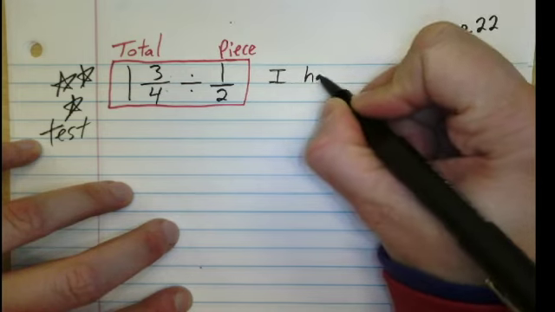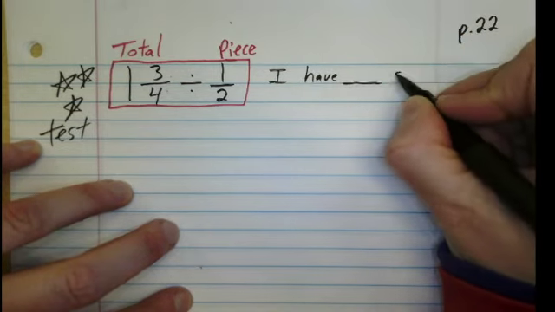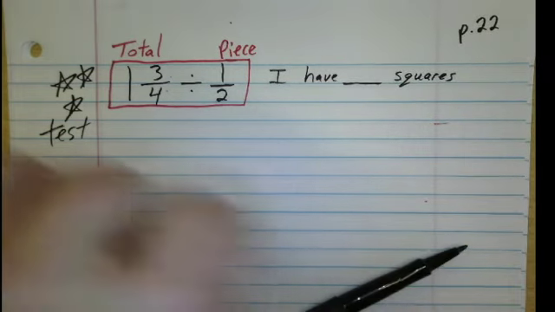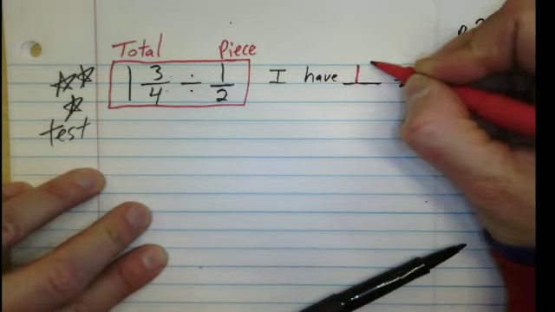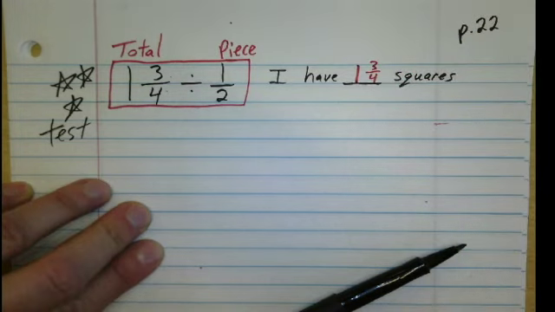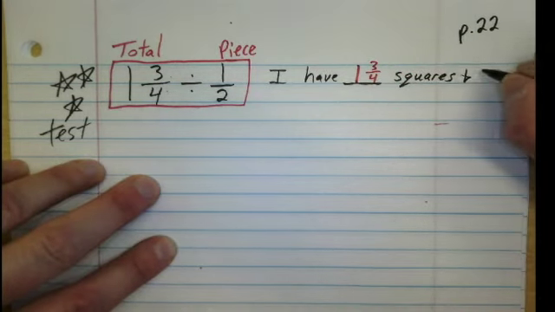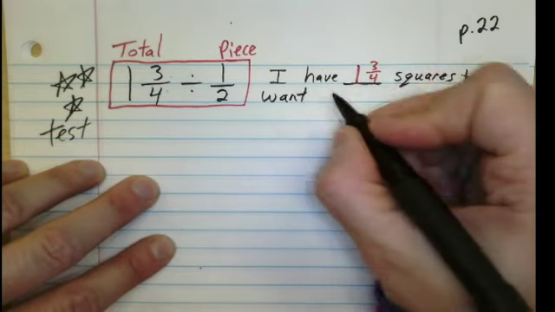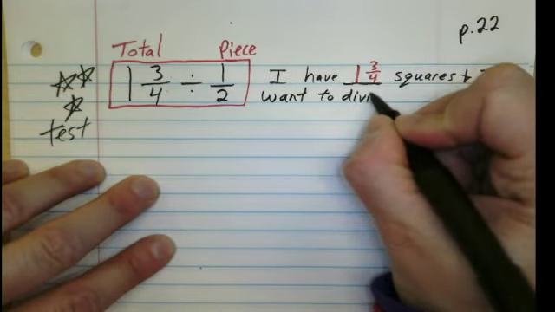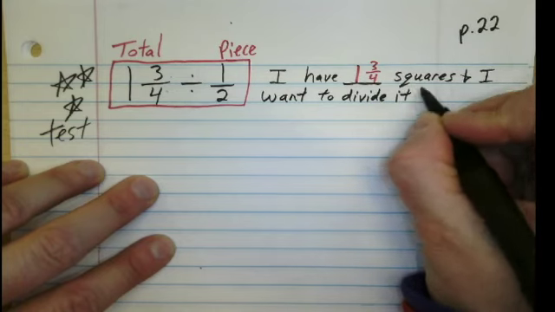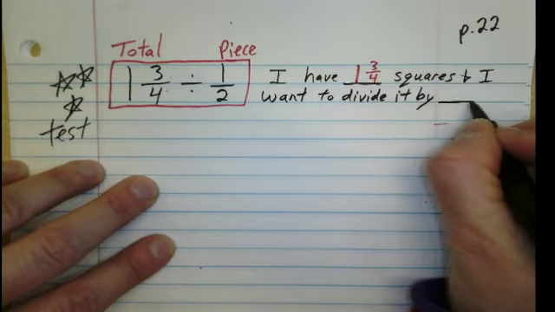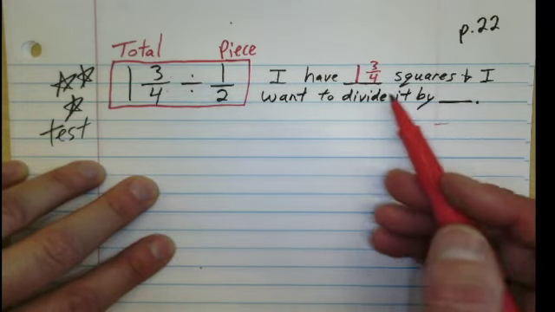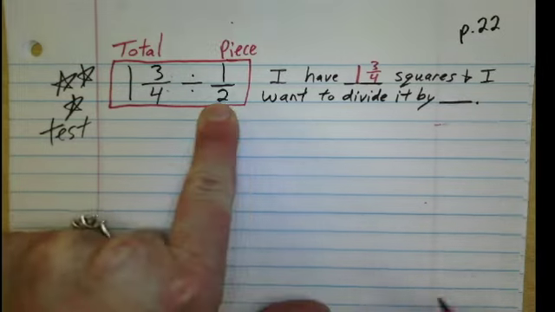I have blank squares. So how many total squares do I have? I could fill that in with the 1 3/4 squares. And I want to divide it by blank, period. So I've got 1 3/4 squares, that's my total. I want to divide it by what? I'm dividing it by 1/2.